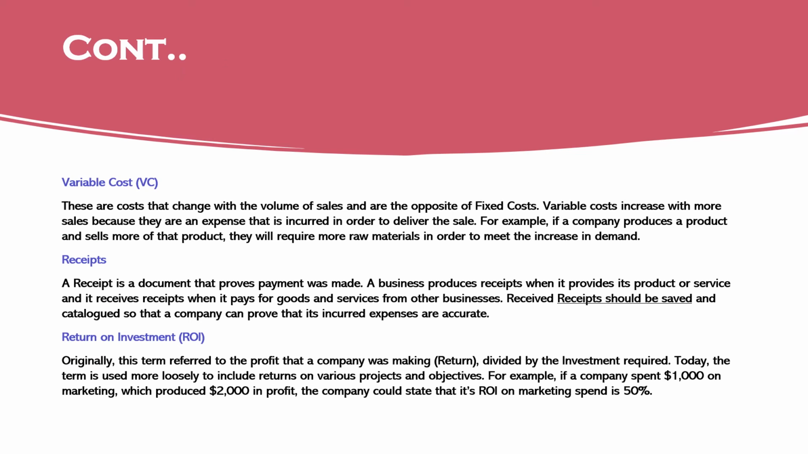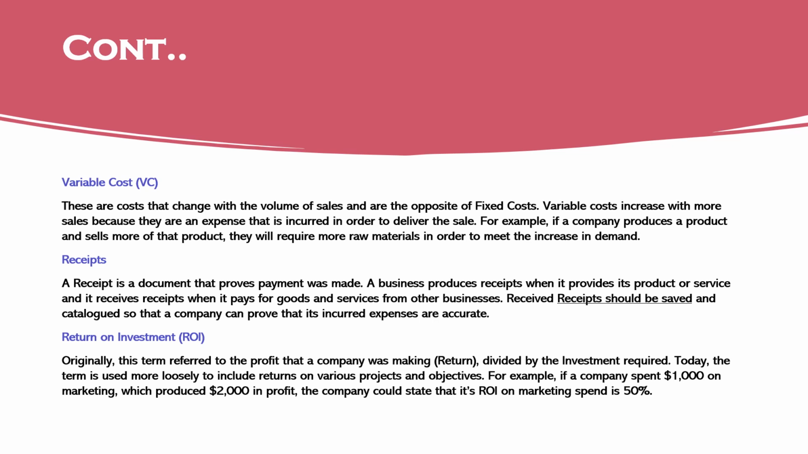Now let's see what's a variable cost. These are costs that change with the volume of sales and are the opposite of fixed cost. Variable costs increase with more sales because they are an expense that is incurred in order to deliver the sale. For example, if a company produces a product and sells more of that product, they will require more raw materials in order to meet the increase in demand.